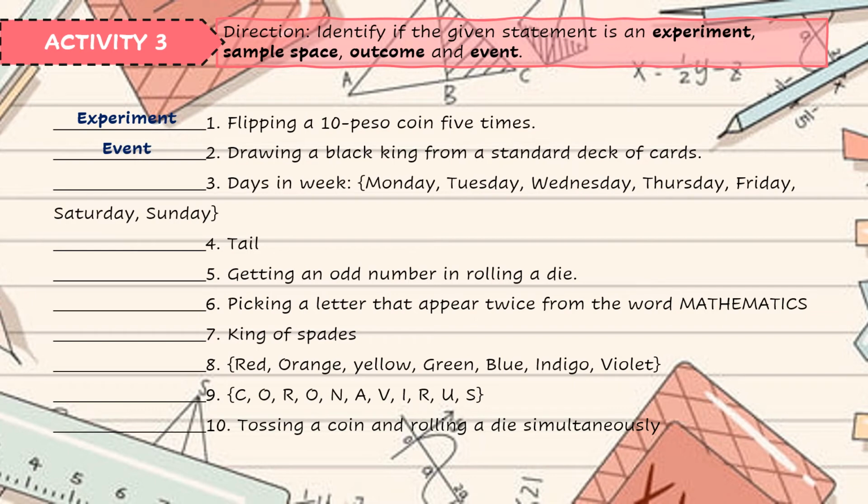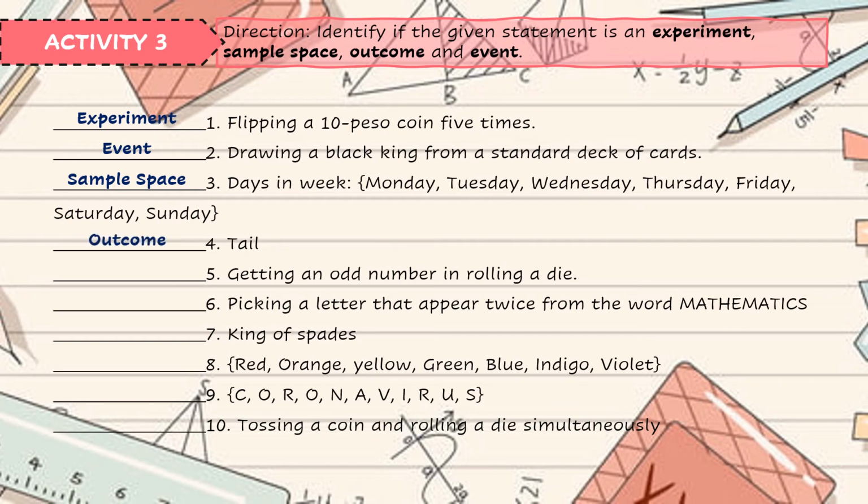Number 3, days in a week. Ayan, nakasulat. Monday, Tuesday, Wednesday, Thursday, Friday, Saturday, and Sunday. Complete list of days in a week. This is a sample space. Next is tail. So, nakalagay lang tail. This is one of the outcome.